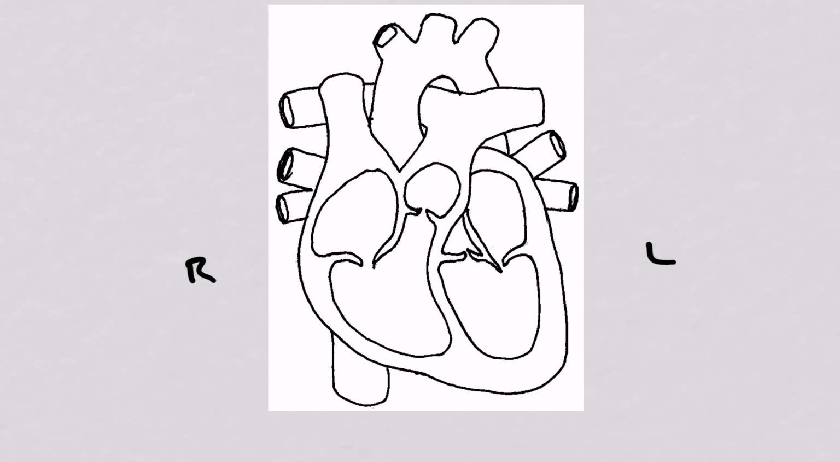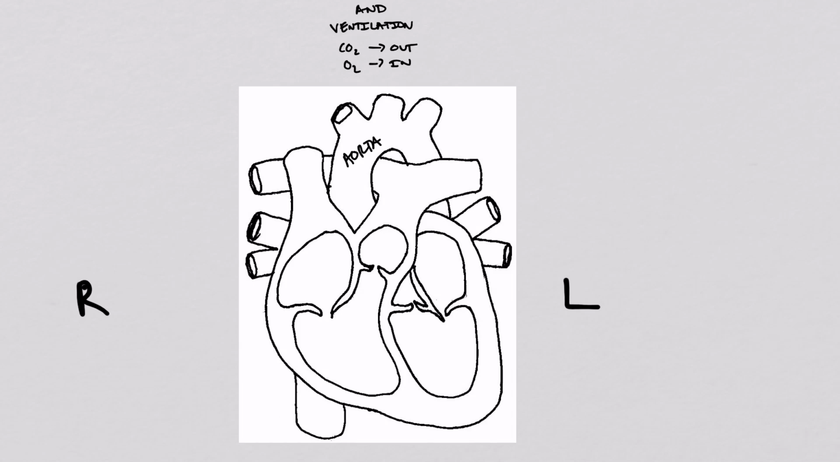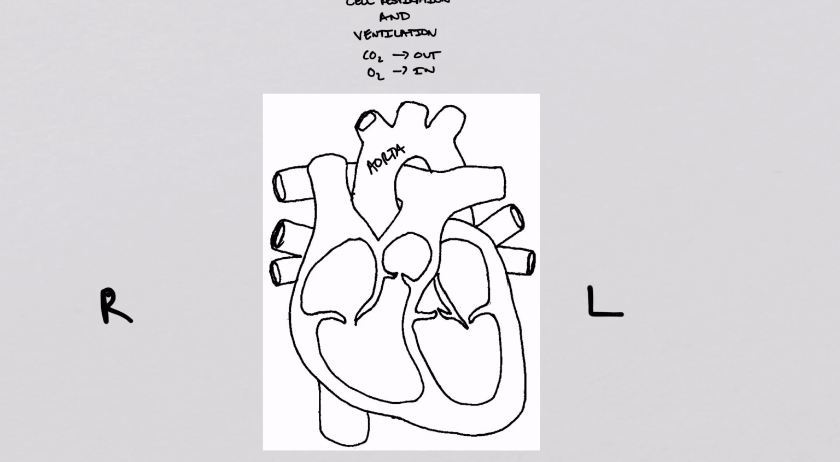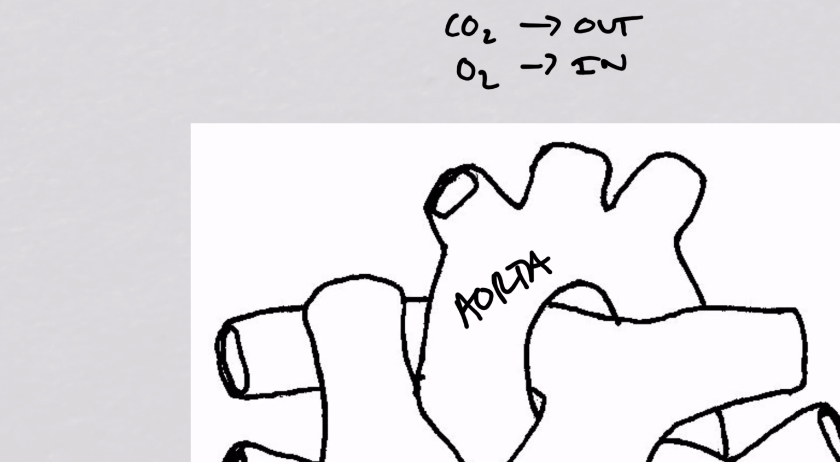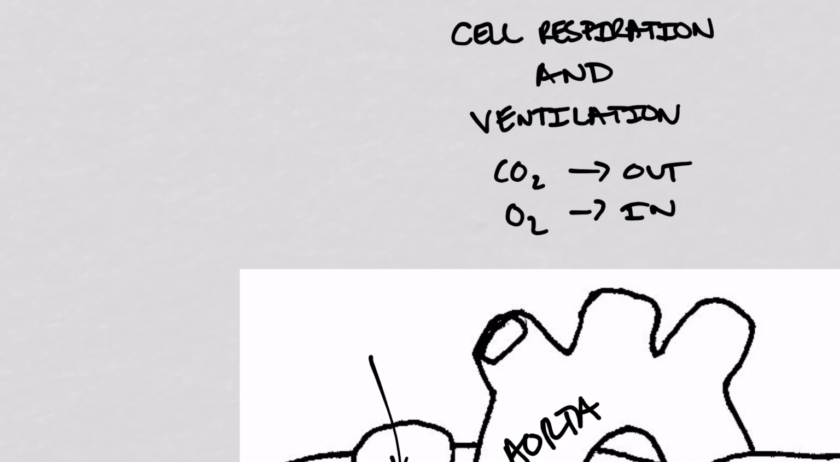Okay, so we have the right side and the left side, and the first thing I want you to label is this bit up here. It's called the aorta. Okay, so here you go, the aorta's up here, and the next thing I want you to label is this valve up here. This is the superior vena cava.